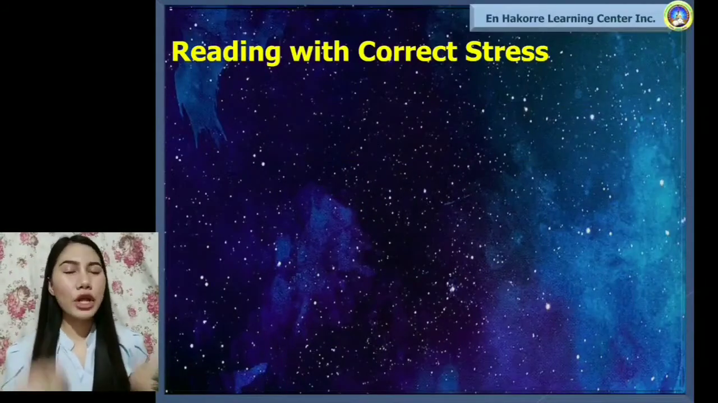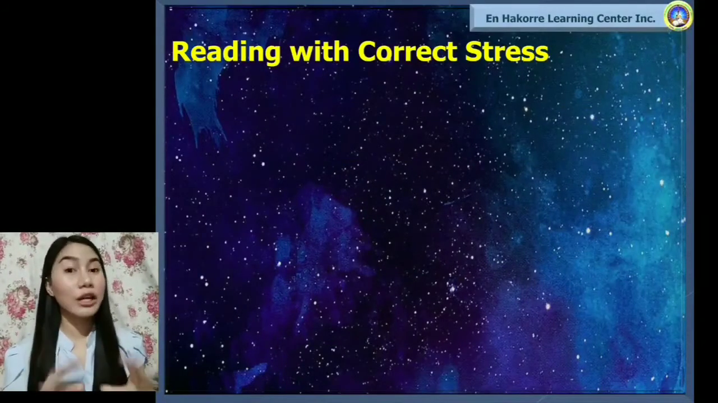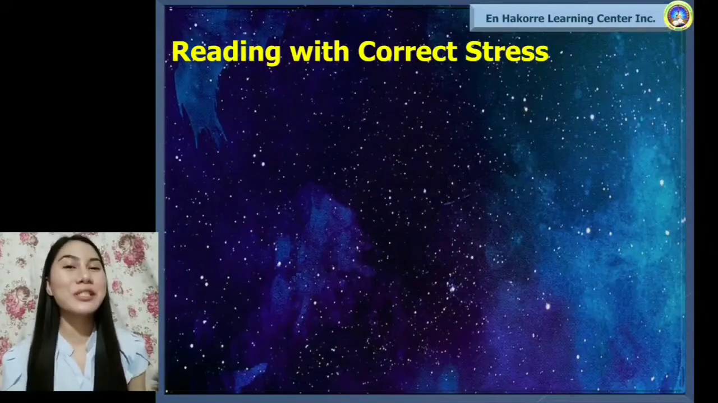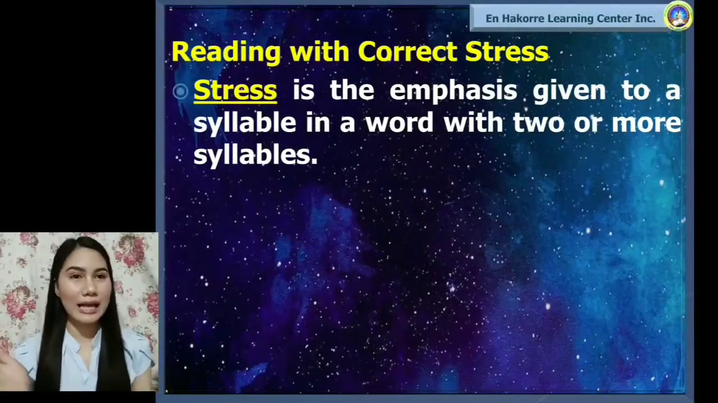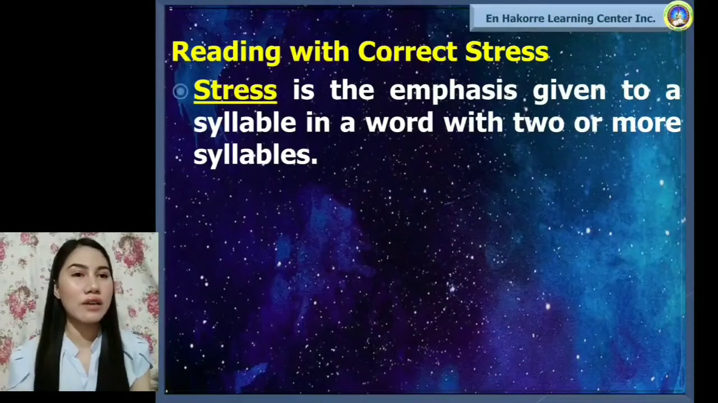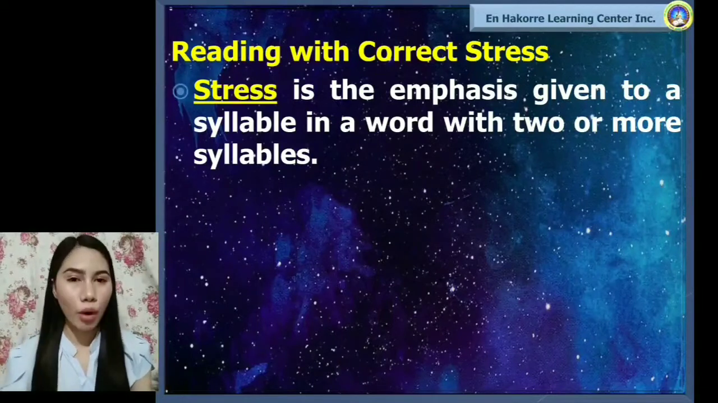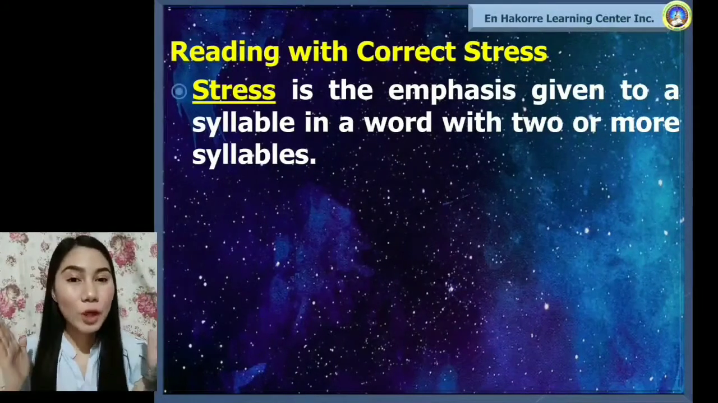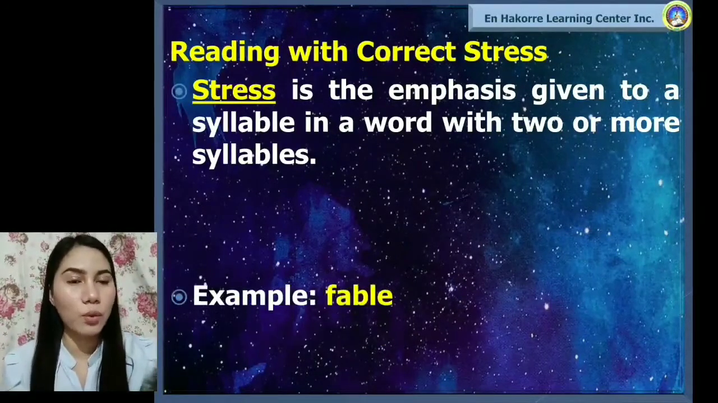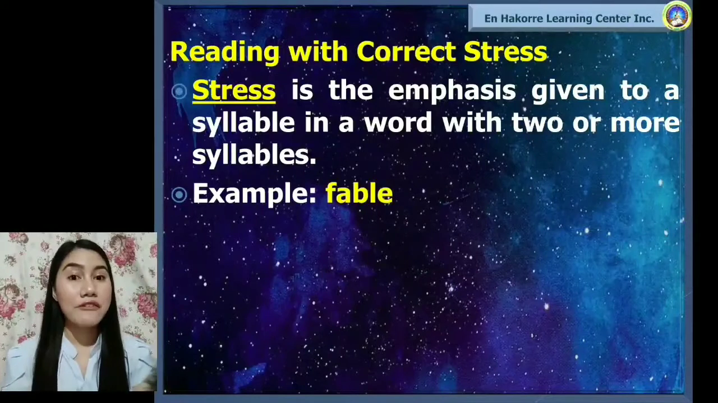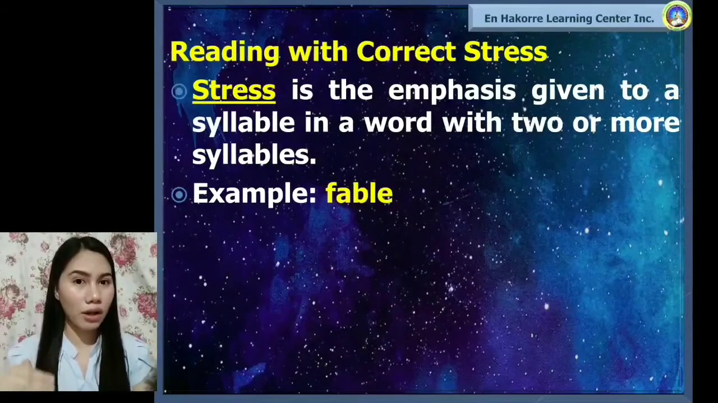Now let us learn how to read words with correct stress. When we talk about stress, it is the emphasis given to a syllable in a word with two or more syllables. To better understand it, children, I have here an example of a word. For example, fable. Again, I will say the word fable.